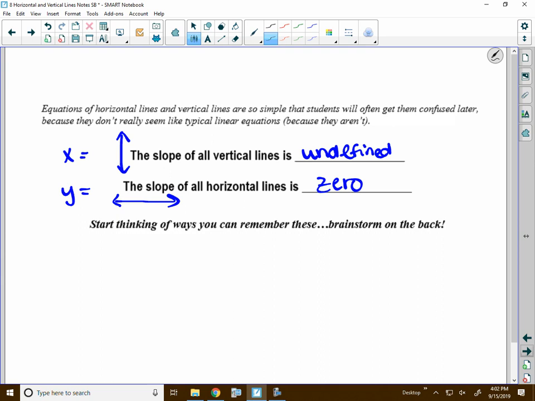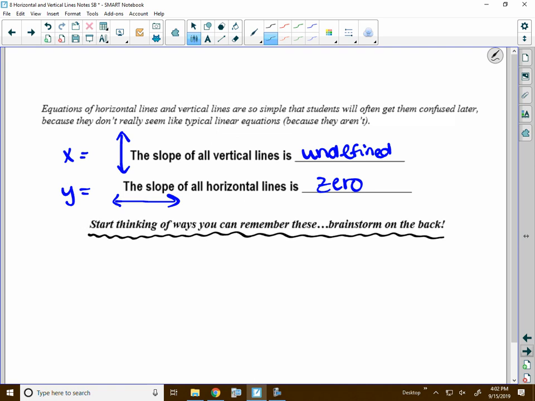Now, one more task before you end the notes. I want you to flip your paper over. Flip your note paper over and start thinking of ways that you can remember these. Brainstorm ways that you can remember the slope and the equations for horizontal and vertical lines. Because sometimes we all learn differently, and there might be certain ways that help you. If you want to write a poem, write a poem. If you want to write a song, write a song. If you want to draw a picture, whatever it is, brainstorm ways that can help you remember these.